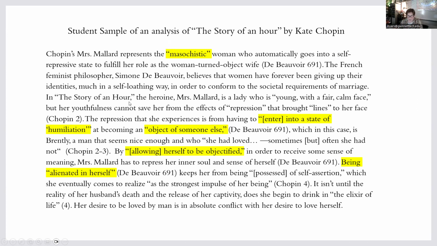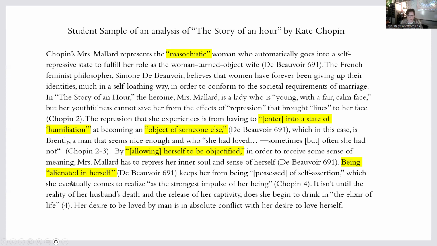In The Story of an Hour, the heroine, Miss Mallard, is a lady who is, quote, young with a fair, calm face, but her youthfulness cannot save her from the effects of repression that brought lines to her face. Chopin 2. The repression that she experiences is from having to, quote, enter into a state of humiliation.